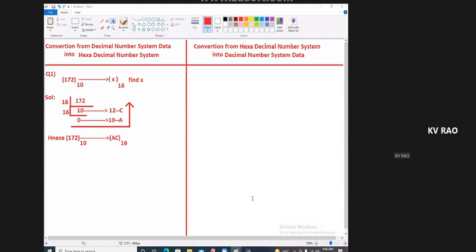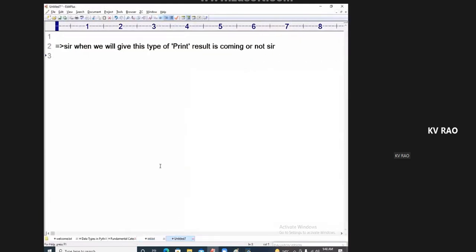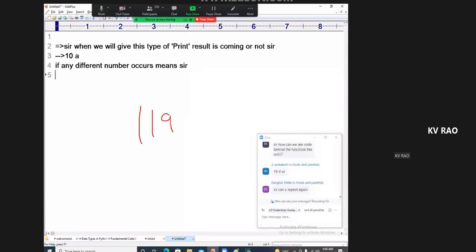Venkatesh, what number will come, my dear student? Basic mathematics. When you have 19 in decimal, my dear Venkatesh, divide by 16: 1 times 16 is 16, remainder is 3. You must understand this.